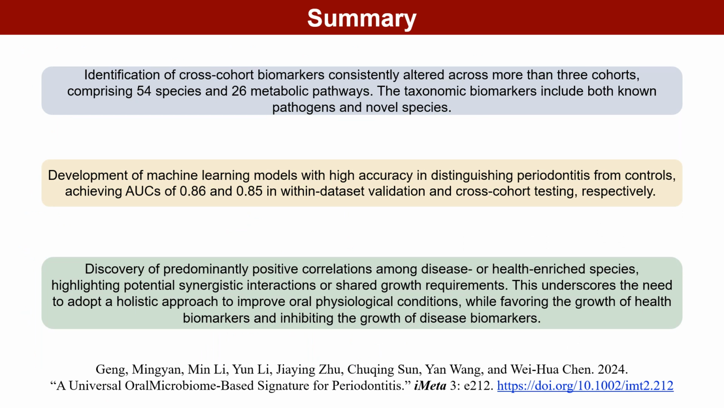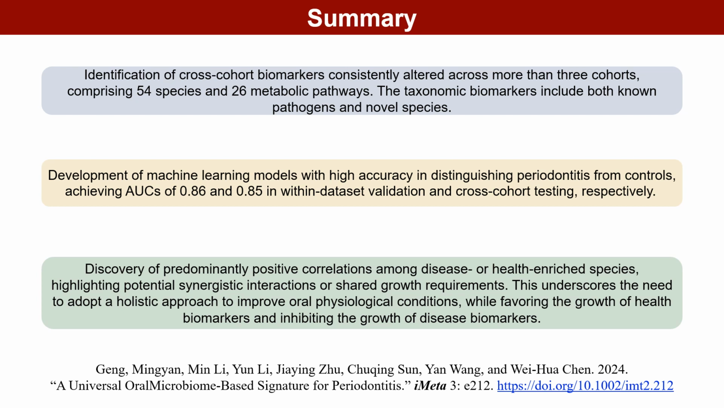This study identified biomarkers consistent across cohorts, including 54 species markers and 26 metabolic pathway markers. The identified species biomarkers included both known species and some consistent new species. A random forest classifier based on oral metagenomics data was created to distinguish periodontitis disease groups and control groups, obtaining an internal AUC of 0.86 and an external AUC of 0.79. The Lodo modeling analysis improved the external AUC to 0.85.